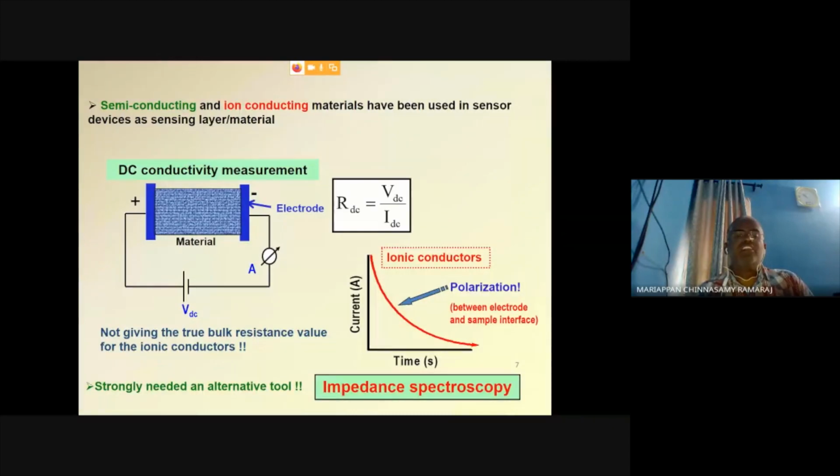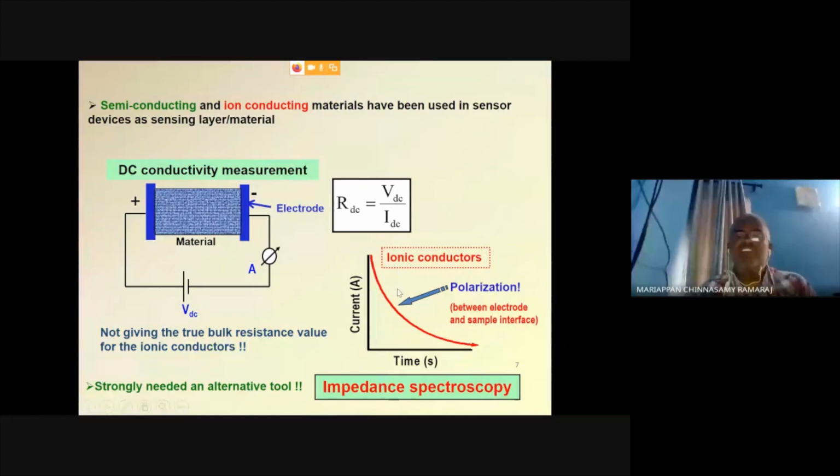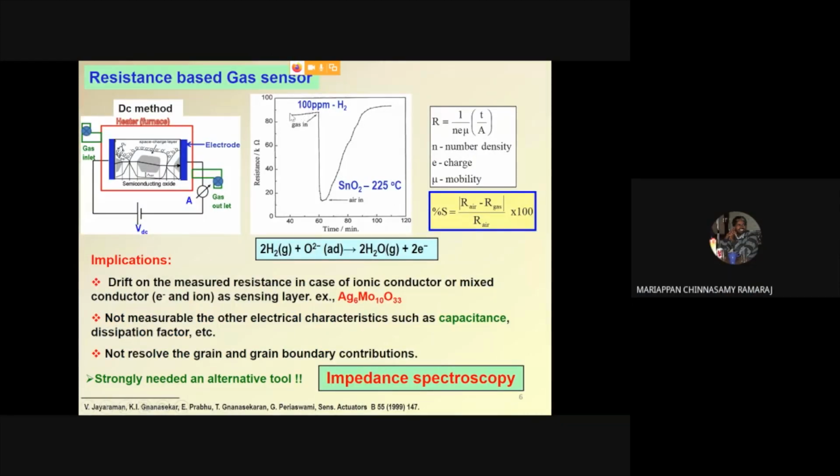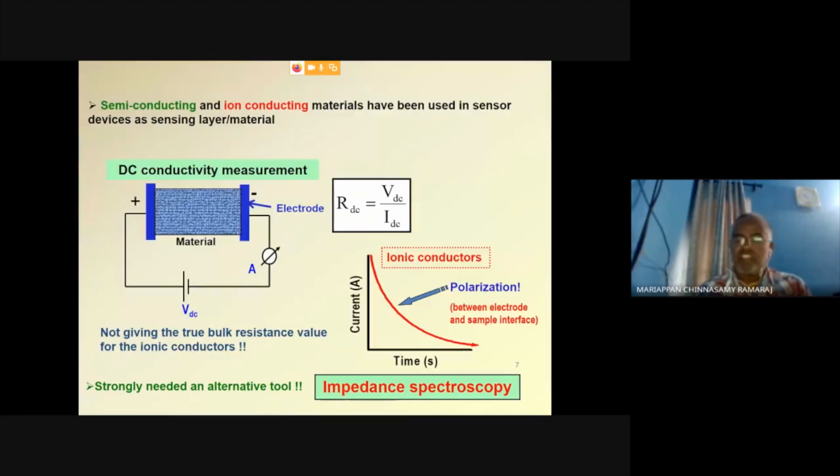I will now discuss in more detail what happens in the DC method. This is the sensor material, or any semiconductor material, with a positive electrode here and a negative electrode here, so you are applying a DC voltage. Suppose you have ions as the charge carrier. With respect to time, the ions will move from here to here, and the current will decay. That means your baseline will keep drifting, and when the analyte gas comes, it will drift again. As time goes on, the baseline keeps drifting. In the case of an ionic conductor, the resistance keeps increasing because of the drift, so the current goes down.